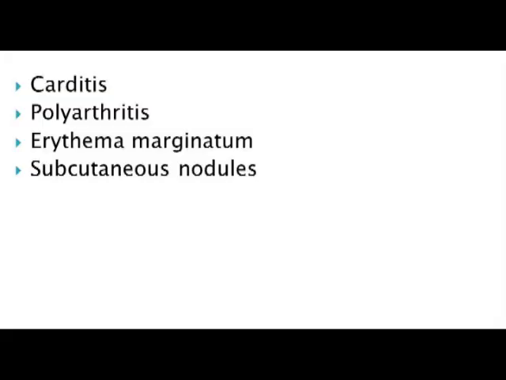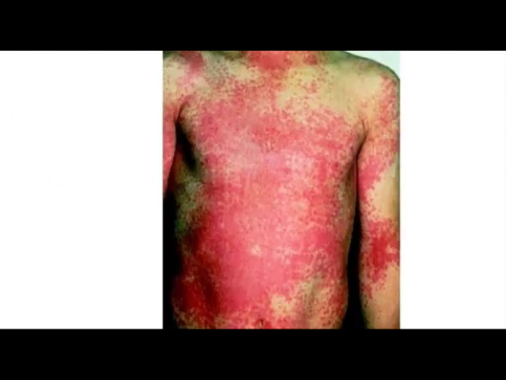Arthritis is reversible, and it does migrate. It's in the large joints like the knees, the elbows, the hips, the shoulders, and the wrists. The erythema marginatum is a rash. It usually occurs on the trunk. It's red macules with a clear center and well demarcated borders. It's almost like a sandpaper feeling rash.